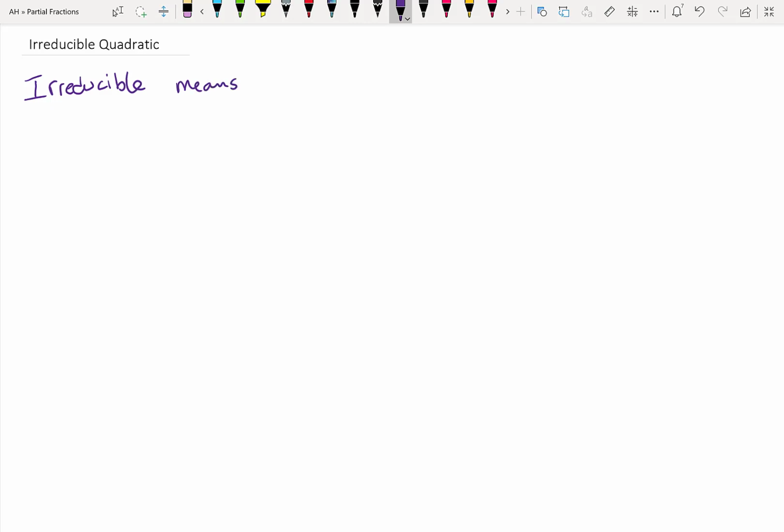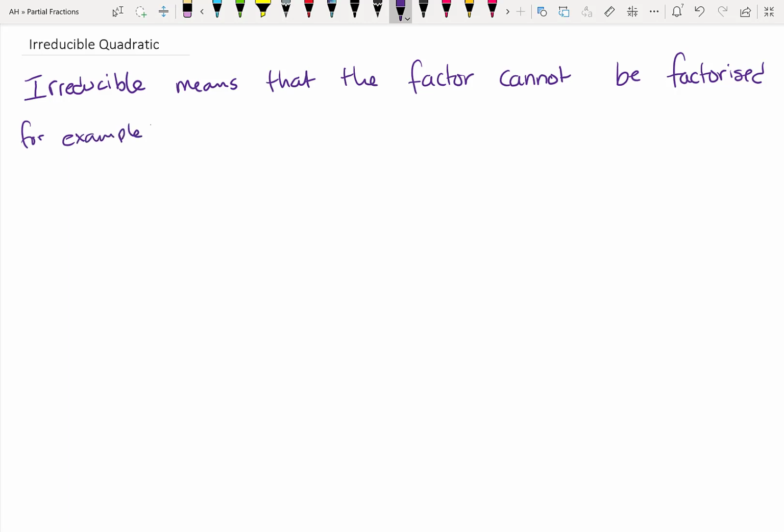just means that the factor cannot be factorized. So just for example, x squared plus 5x plus 3 is what we would call an irreducible quadratic, because it can't be factorized.